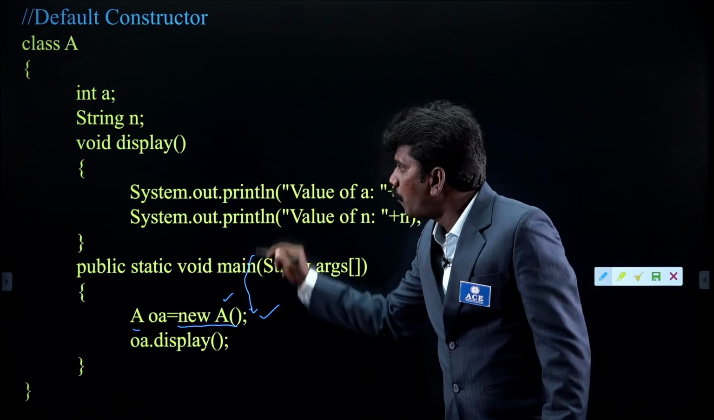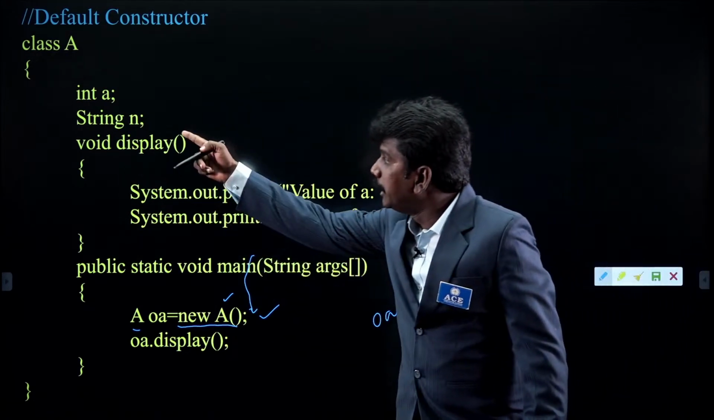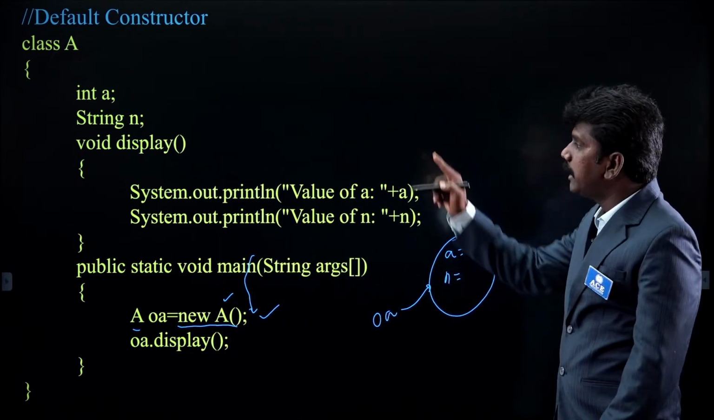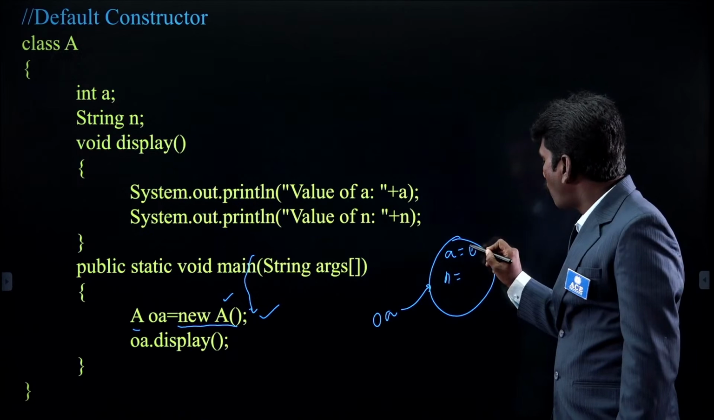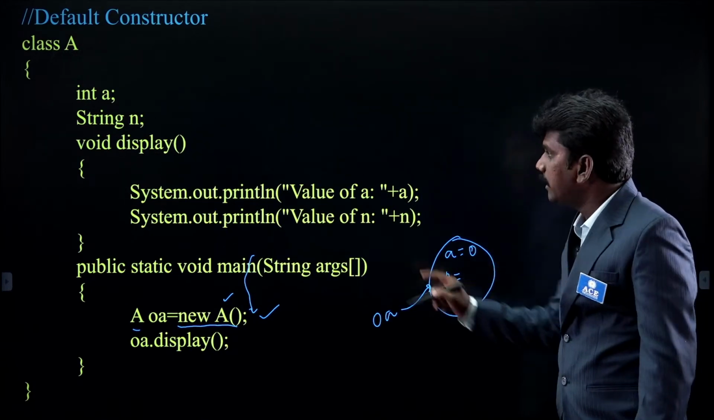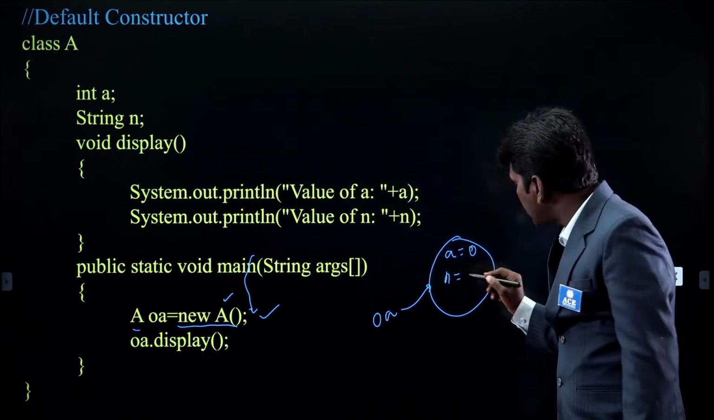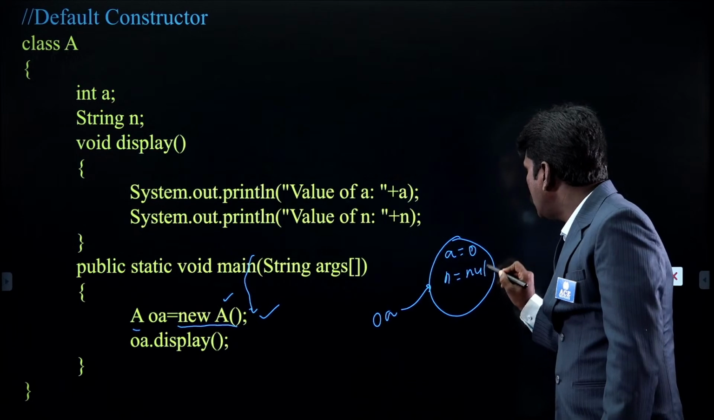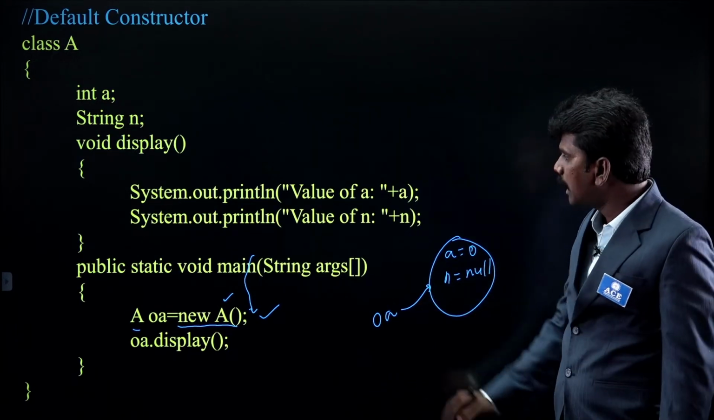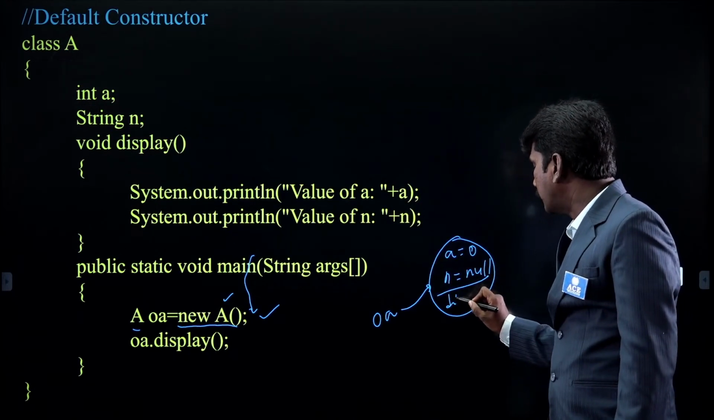In this case, what is the job of the default constructor? It provides the default values to the instance variables. A is of integer type, so the default value of a is 0, and n is of string type. The default value of a string is null. So these two will be assigned to OA. And after that, inside this class we have the method called the display method.